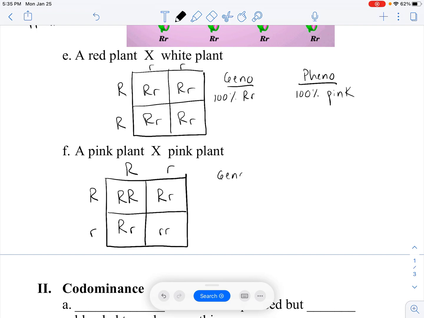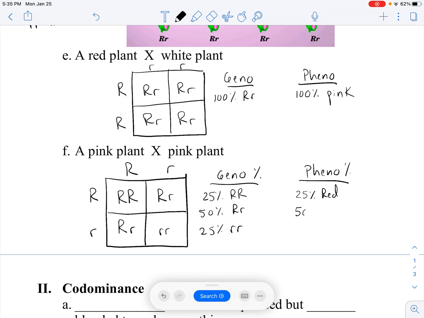We're going to do our genotype percents and our phenotype percents. In this case, we've got 25% big R, 50% big R, little r, and 25% little r. Now, in our previous examples of just strict dominance for monohybrid crosses, we would have 75% red, but not this time. We've got 25% red, 50% pink, and 25% white.